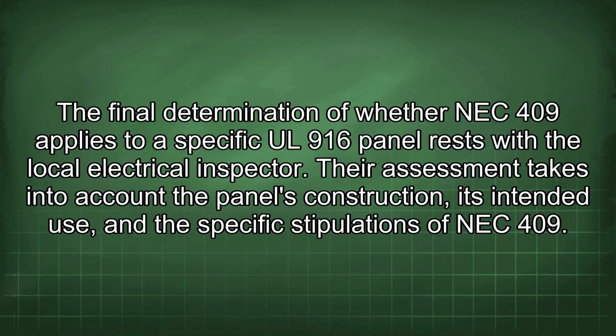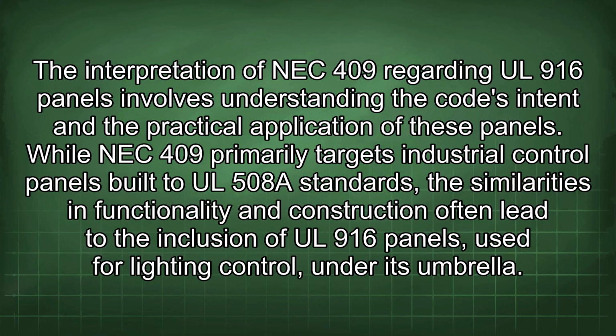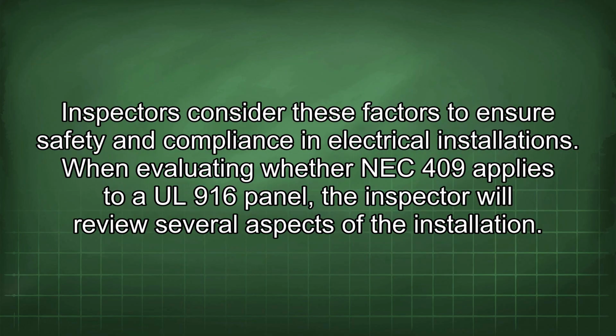The final determination of whether NEC 409 applies to a specific UL 916 panel rests with the local electrical inspector. Their assessment takes into account the panel's construction, its intended use, and the specific stipulations of NEC 409. The interpretation of NEC 409 regarding UL 916 panels involves understanding the code's intent and the practical application of these panels. While NEC 409 primarily targets industrial control panels built to UL 508 standards, the similarities in functionality and construction often lead to the inclusion of UL 916 panels used for lighting control under its umbrella. Inspectors consider these factors to ensure safety and compliance in electrical installations.